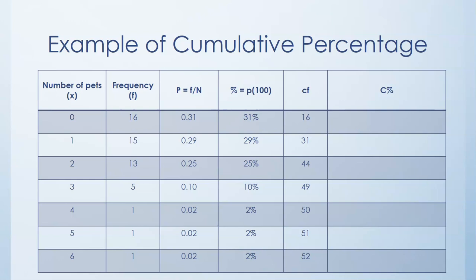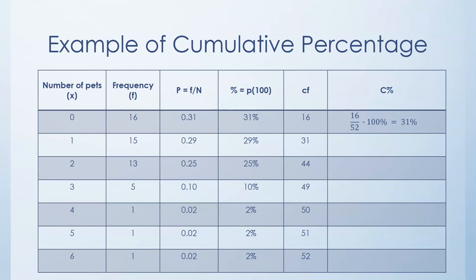So we've got our cumulative frequencies, that's the 16, 31, 44. Now we're going to find our cumulative percentages. I always like to start at the lowest value. That's just kind of how I like to do it. We're going to take that 16 and divide it by 52, since that's the number of households we surveyed, and multiply that by 100%, and we should get 31%.